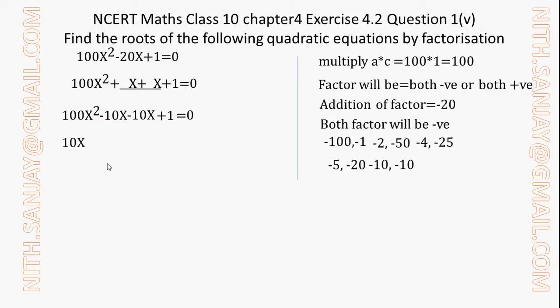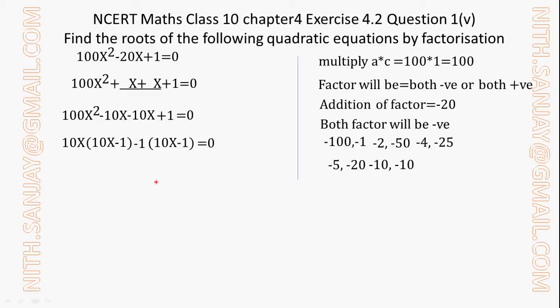Now I will take 10x common from these two terms. If I take 10x common from these initial two terms, I will be left with 10x minus 1, because if I take 10x common from 100x square, I will be left with 10x, and if I take 10x common from minus 10x, I will be left with minus 1. Now I will take minus 1 common from these last two terms. If I take minus 1 common, I will be left with 10x minus 1. Why? Because if I take minus 1 common from minus 10x, I will be left with positive 10x, and if I take minus 1 common from plus 1, I will be left with minus 1. This is equal to 0.